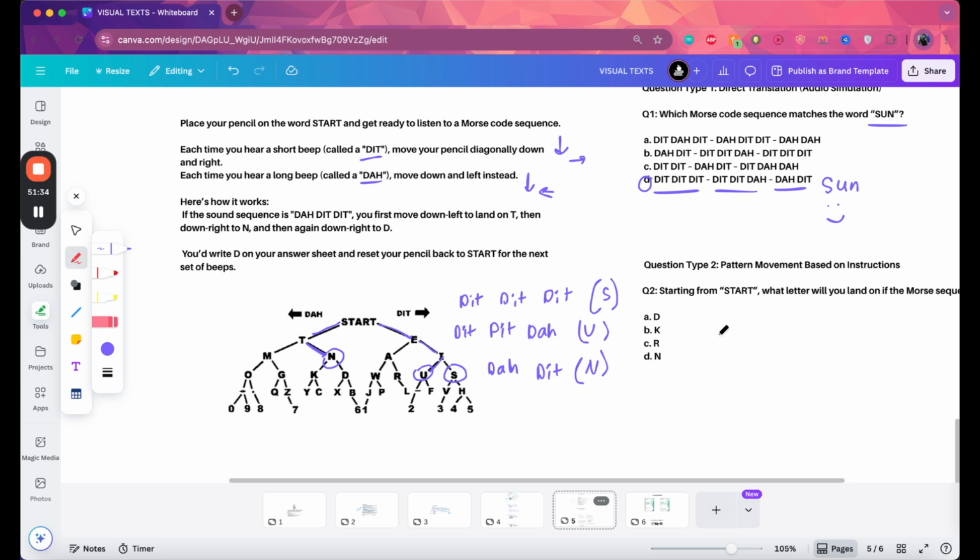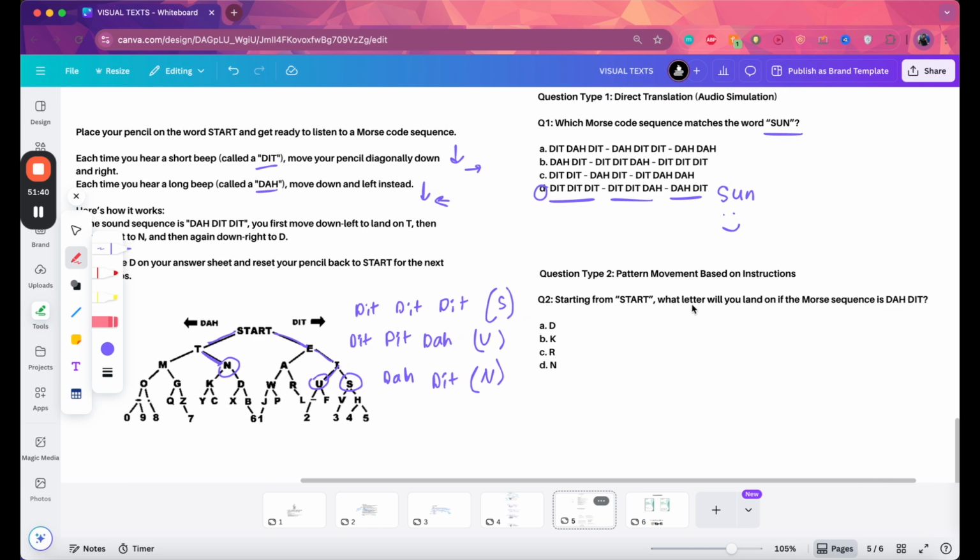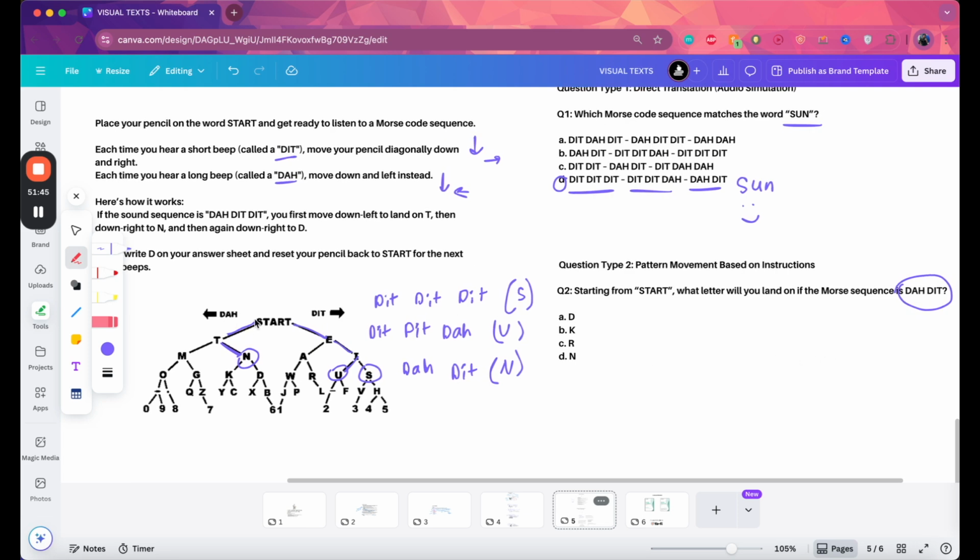And so a different question type. We're basically just going to start from start, and what letter would you land on if you got this Morse code? So da dit. So da dit. That's just N.